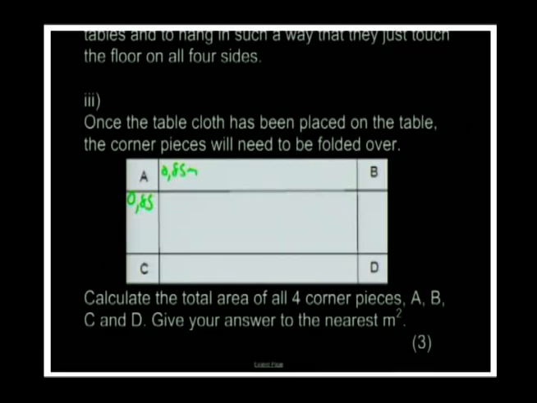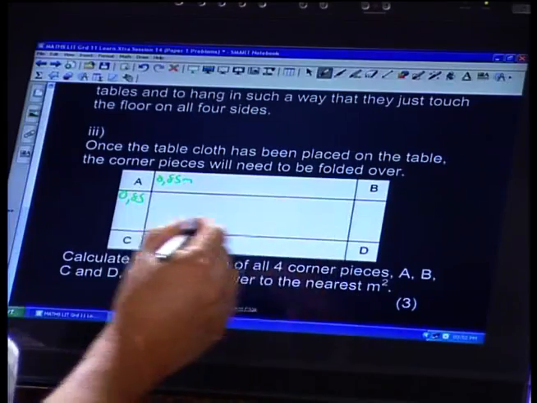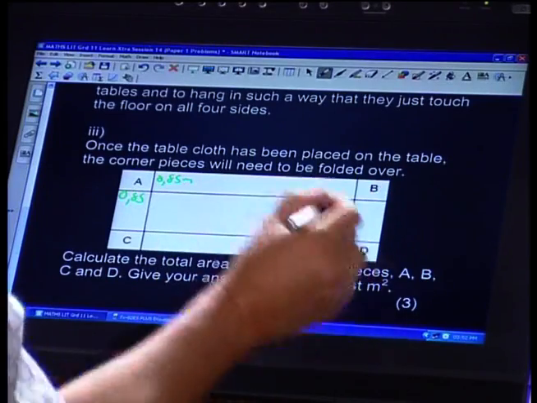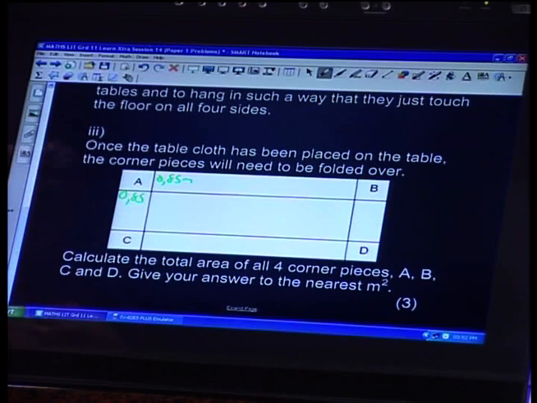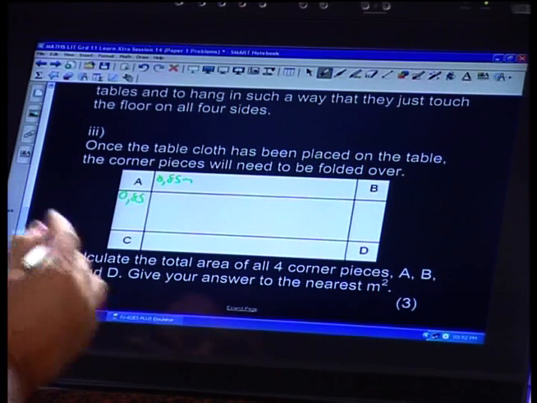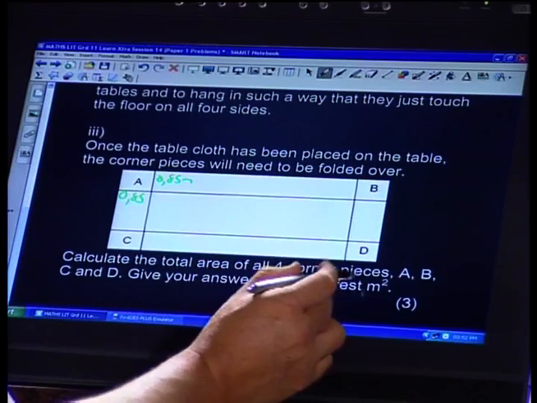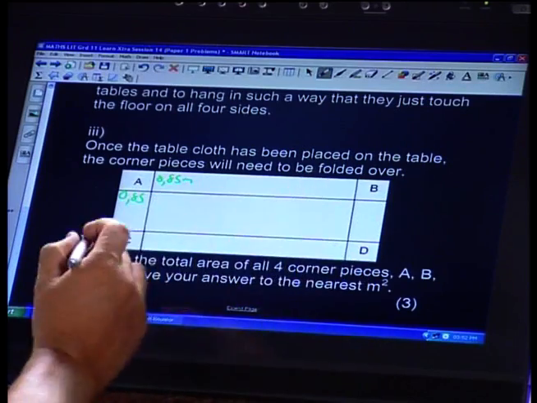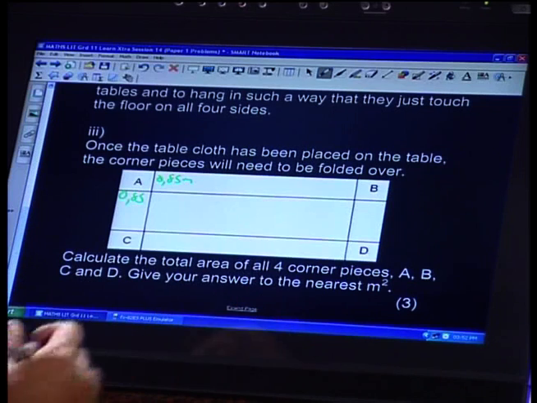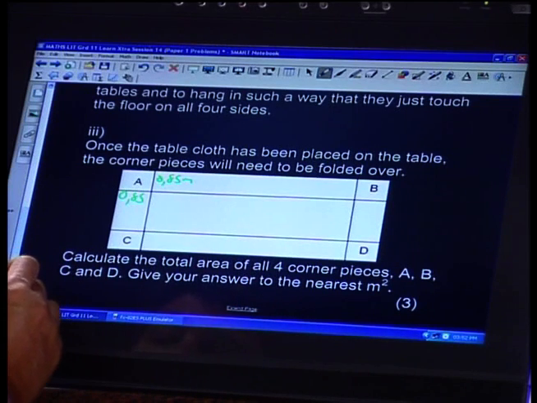So we know this is my table, and this part here is the part that's hanging over. This part's hanging over that side, this part over here is hanging over, and that part's hanging over on the other side. Okay, now calculate the total area of all 4 corner pieces A, B, C, and D. Give your answer to the nearest meter squared.